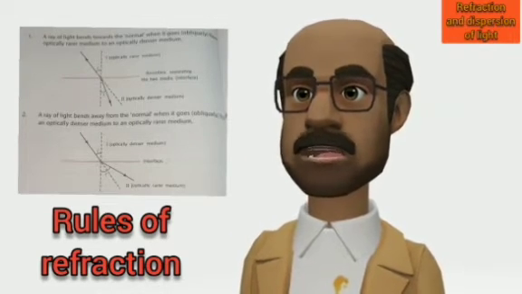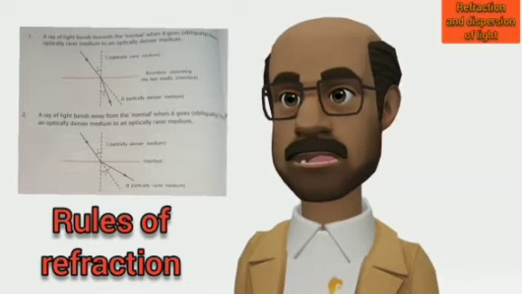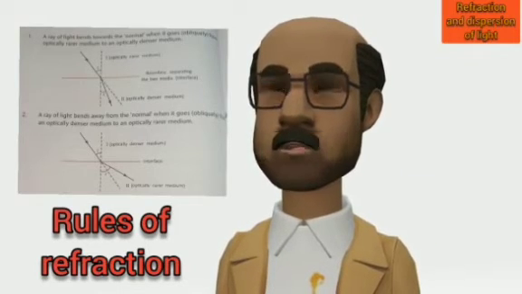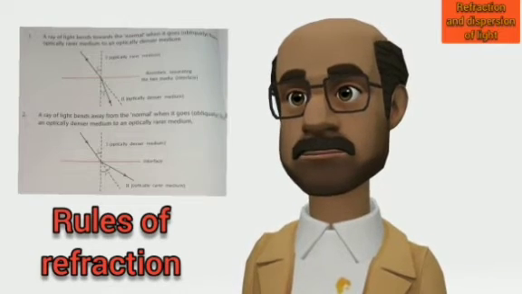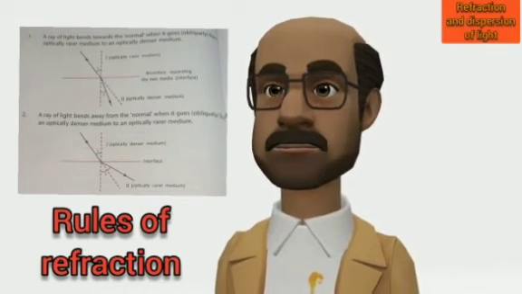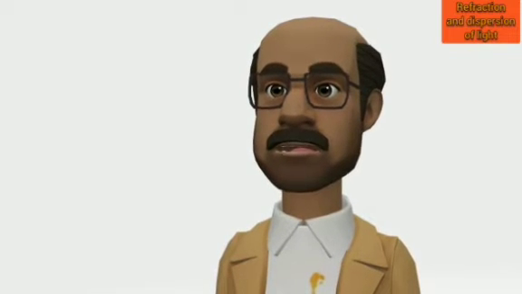Now let's talk about the rules of refraction. We can easily understand the observations associated with the phenomenon of refraction of light in terms of two rules. We state them as follows. First, the ray of light bends towards the normal when it goes obliquely from a rarer medium to an optically denser medium. Second, the ray of light bends away from the normal when it goes obliquely from an optically denser medium to an optically rarer medium.